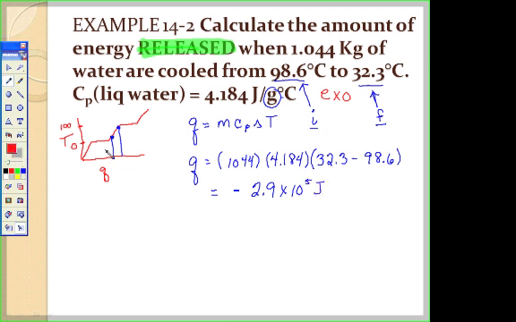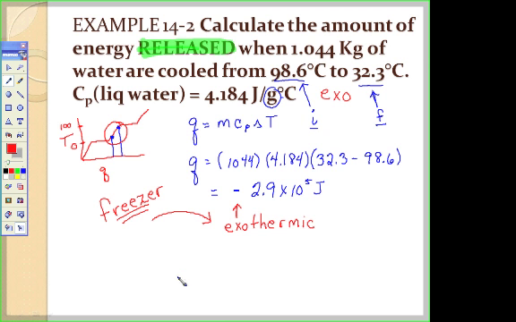It's negative because when energy is released, it is exothermic. You're cooling the liquid. If you want to cool your iced tea very quickly, or you've got a can of pop that's warm, you're going to toss that can into the freezer to get it to cool down. Remember, if the freezer is the better choice, that's a good indication that the process that you're looking at is an exothermic process.